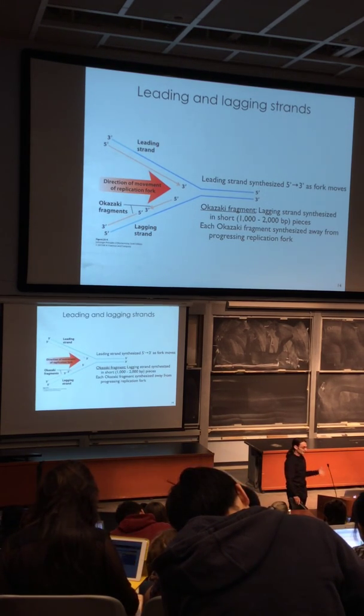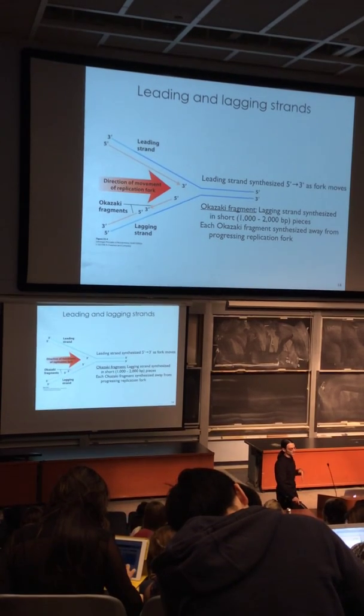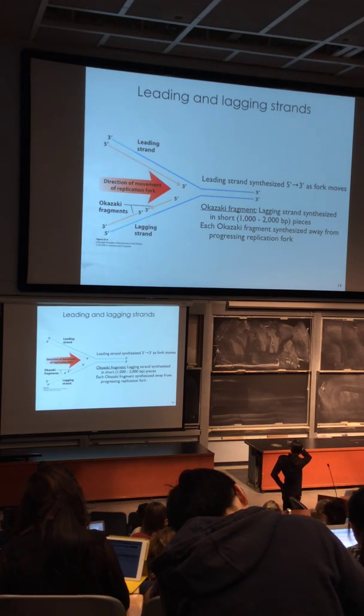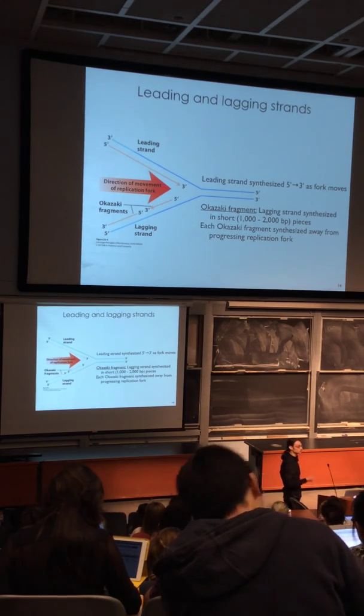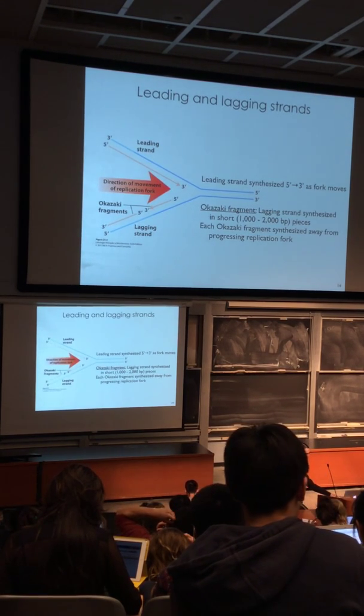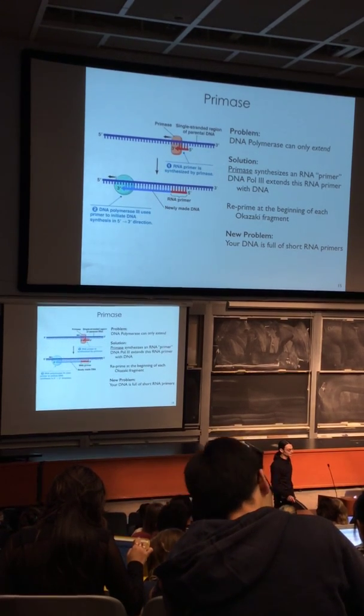A problem that does arise for the leading strand, that's synthesized continuously, is a big problem for the lagging strand. I told you that polymerase can't actually start a totally new DNA chain. Polymerase can only extend an existing chain, and especially for these Okazaki fragments, that means something needs to start the chain at the beginning of each of those Okazaki fragments. So the problem is that DNA polymerase can only extend.